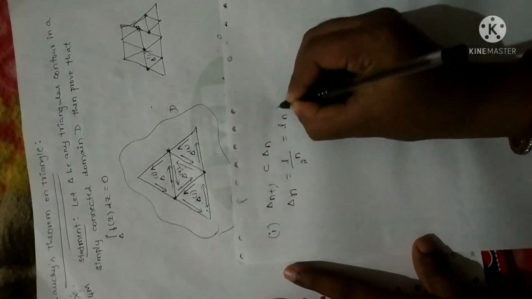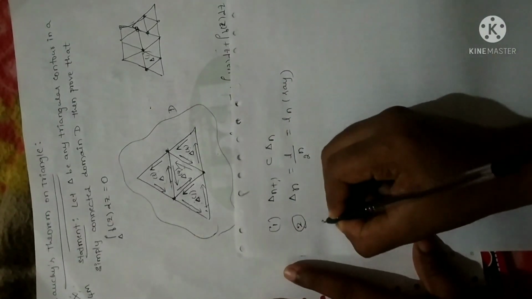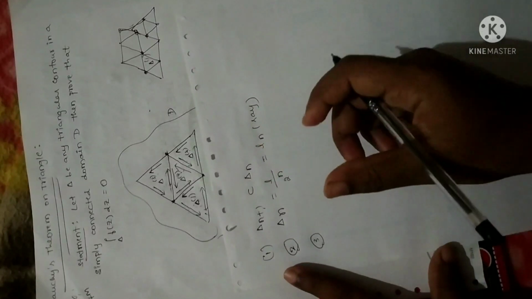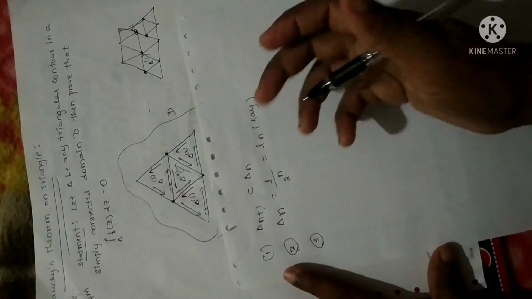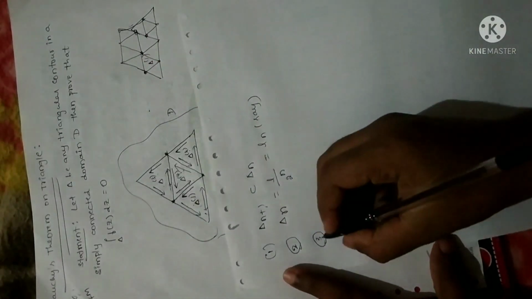Let me take this as Ln. Third condition is that each triangle is contained in another triangle. It is clearly visible, right? So each triangle will be contained in one more triangle.